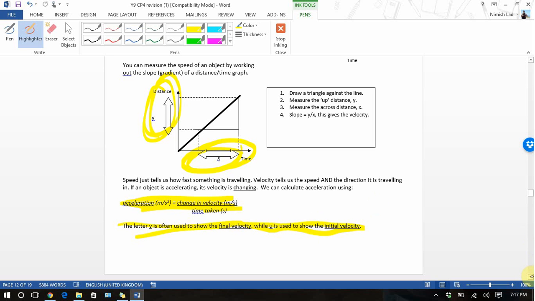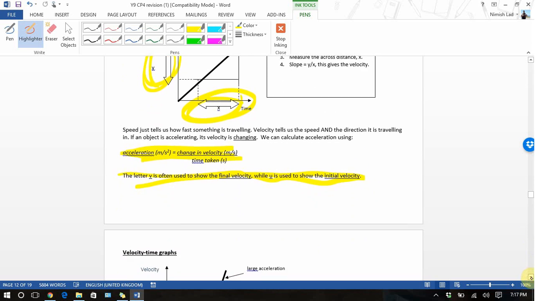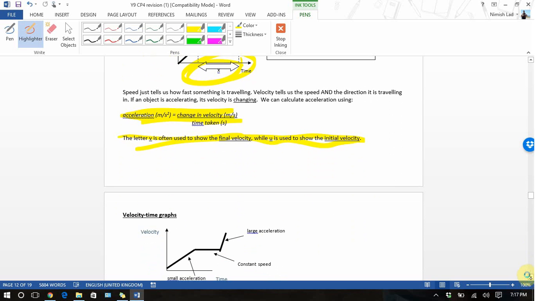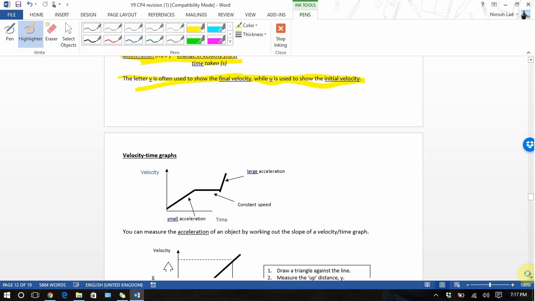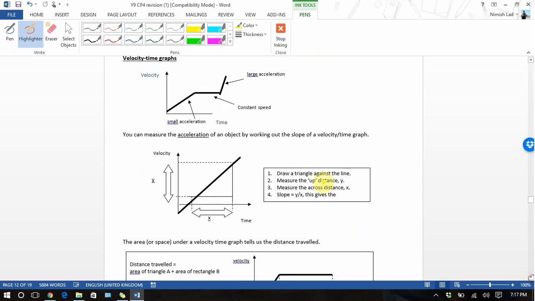So that's distance time graphs. Let's now move on to velocity time graphs. So when it comes to velocity time graphs, you have velocity on one axis and time on the other. Over here we've got a small acceleration, and over here we have a larger acceleration because of that steeper gradient. Over here the velocity is staying the same, so that's a constant speed or a constant velocity.